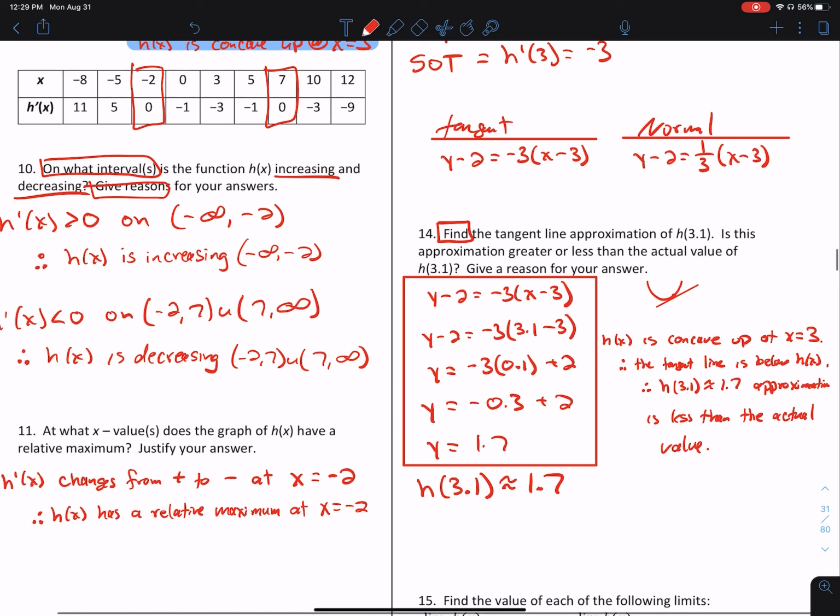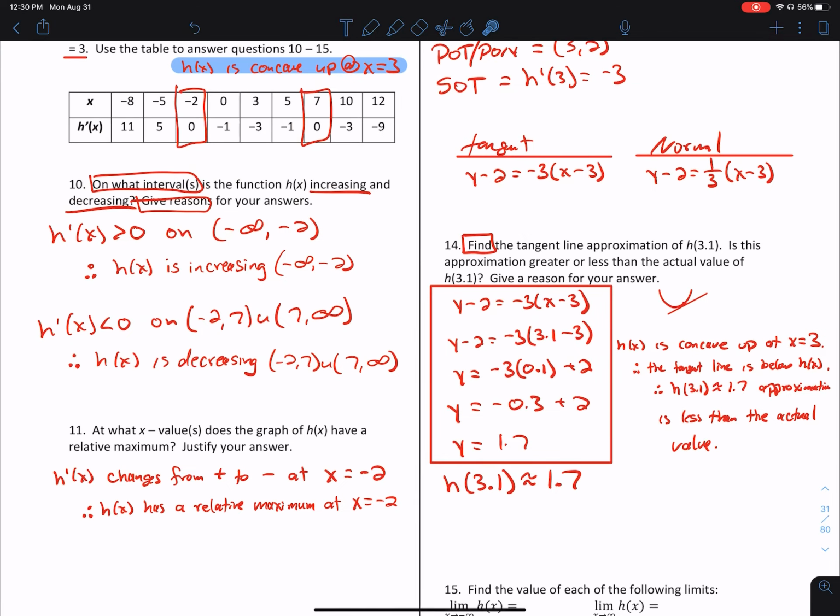Good enough. This will definitely be on a test or a quiz. You're going to be asked to find a tangent line approximation and then asked to give a reason, whether you know if it's an over or under approximation. 100% certain that that's going to happen on a test or a quiz.